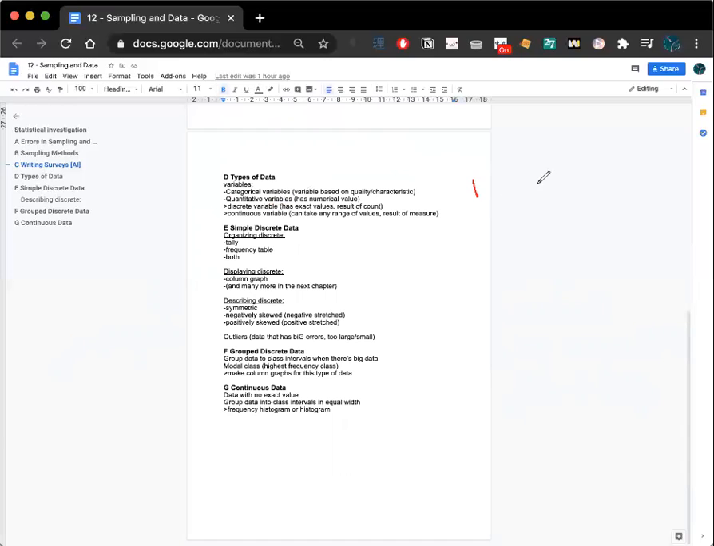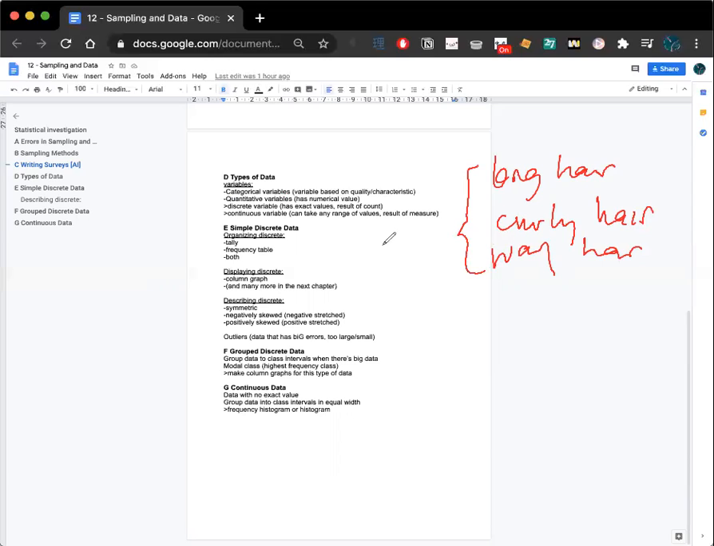Oh wait, sorry, that was different from this one. For this one, categorical variables are variables that are based on quality or characteristics or traits. For example, if you have long hair, then you have curly hair, you have wavy hair. That's what you call categorical variables. They can be categorized as hair.